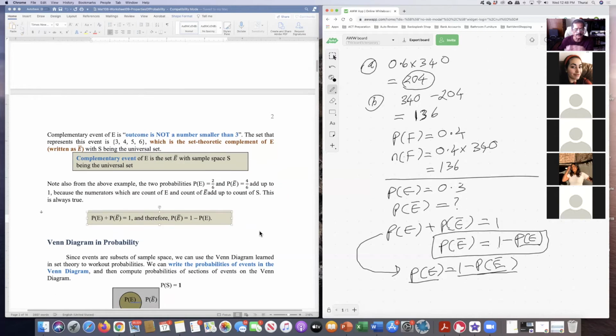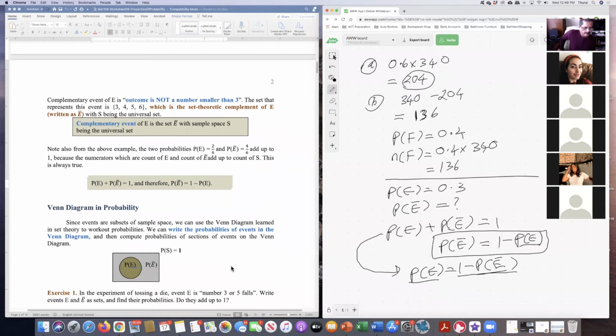So now we can answer questions like this very easily. If John has a 0.6 probability to pass his math course, what is his probability to fail? What is it? 0.4. 0.4, the complementary probability. It's as simple as that.